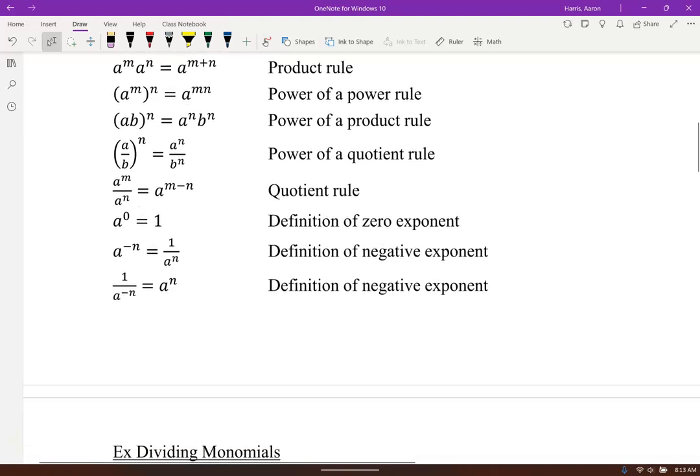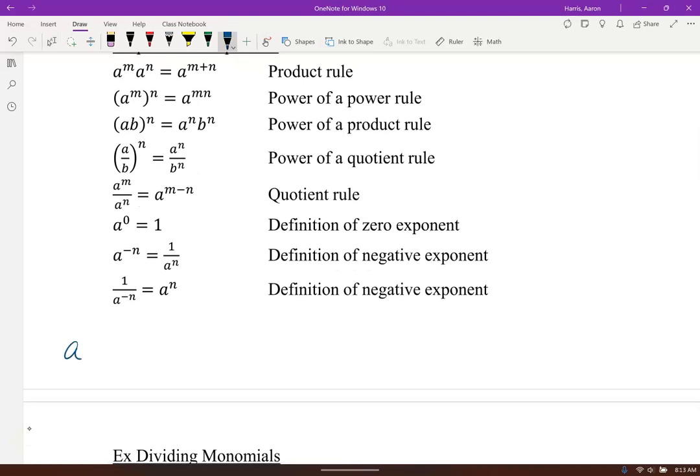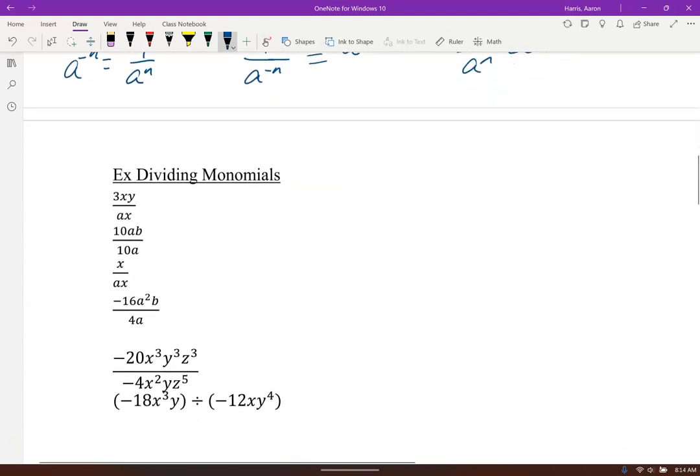A couple of notes here: a to the negative n is 1 over a to the n. 1 over a to the negative n is a to the n. In other words, that goes up to the top, right? Becomes a to the n, if you simplify that. Okay. a to the m over a to the n is a to the m minus n, right? So we'll use those ones especially quite a bit here.